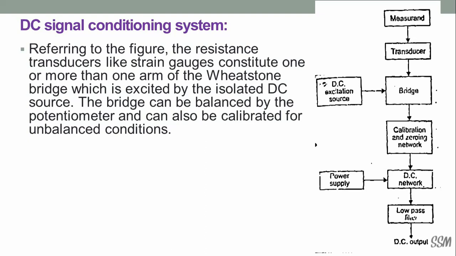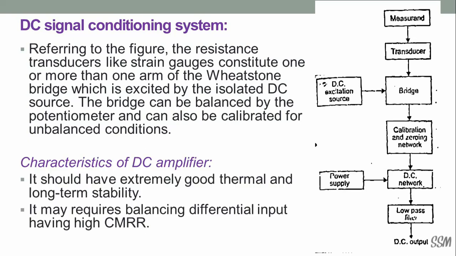Next, we'll discuss the DC signal conditioning system. Referring to the figure, resistance transducers like strain gauges constitute one or more arms of a Wheatstone bridge, which is excited by an isolated DC source. The bridge can be balanced by a potentiometer and can also be calibrated for unbalanced conditions. Characteristics of a DC amplifier: it should have extremely good thermal and long-term stability. It may require balanced differential input giving high CMRR.